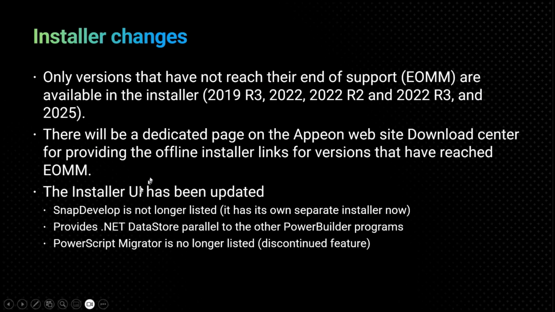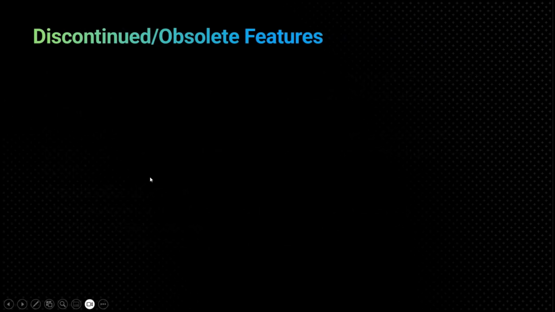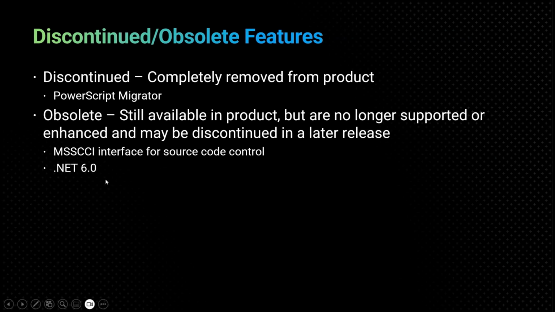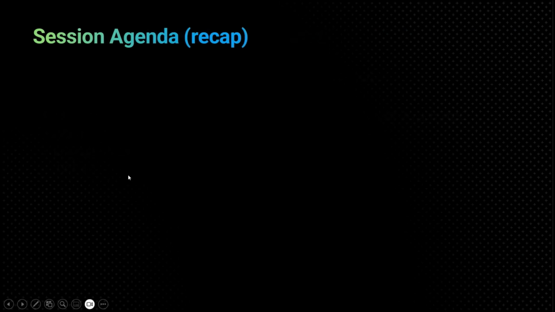Speaking of discontinued, the discontinued and obsolete features. And as I mentioned, the PowerScript Migrator has been completely removed from the product. That's what discontinued means, completely removed. Obsolete means it's still available in the product, but it could be discontinued at any point. So you can still use the MSS CCI interface for source control, but at your own risk. You really, really, really should be moving to Git or Subversion at this point, preferably Git. .NET 6.0 is gone. Okay, so that's pretty much it.